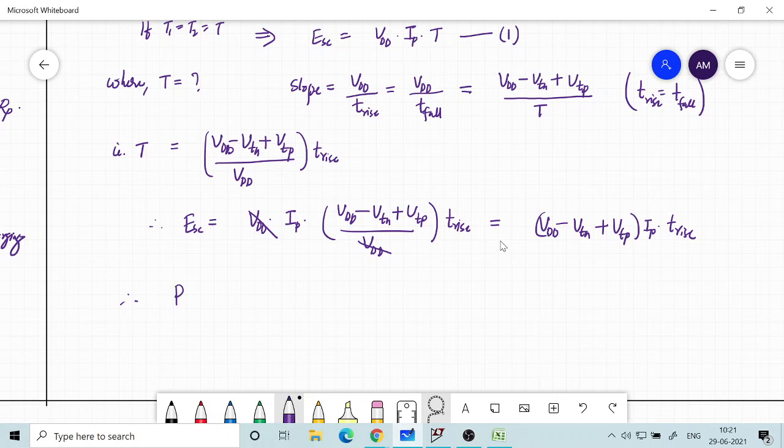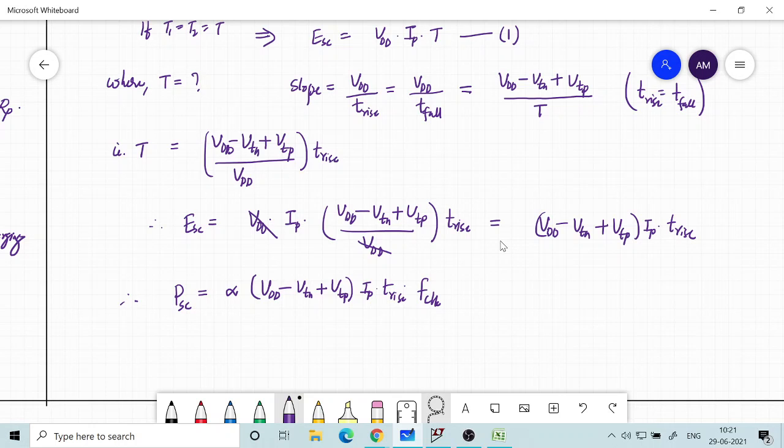Power short circuit is going to be equal to, like before, alpha into energy: (VDD minus VTN plus VTP) into IP into T rise into F clock.